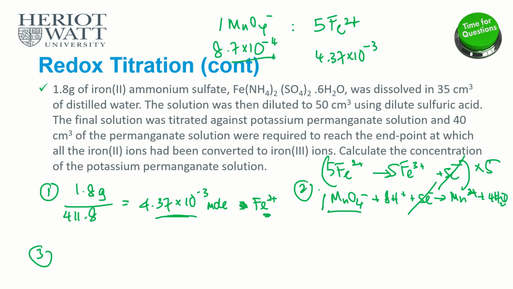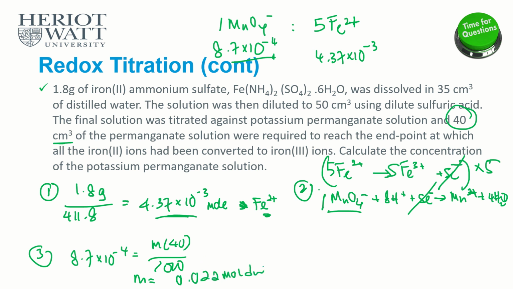So I have the mole of manganate now, and the volume of manganate used is 40 centimeter cubed. So how can we do that? Just calculate the concentration. So 8.7 times 10 to the power of negative 4 equals MV, 40 over 1000, and then you can get your M. So let's do this, times 1000 over 40. You get 0.022. So M equals 0.022 mole per dm cubed. So that is the concentration of the manganate.